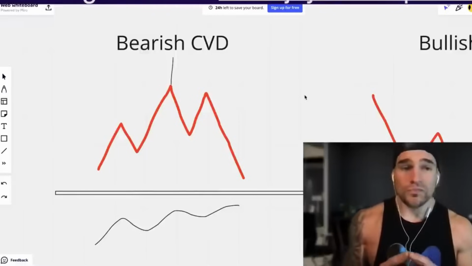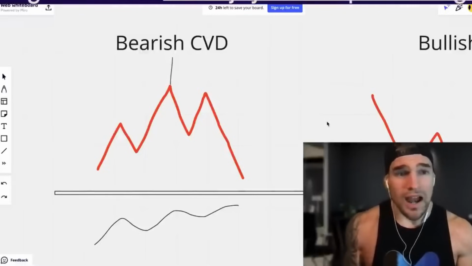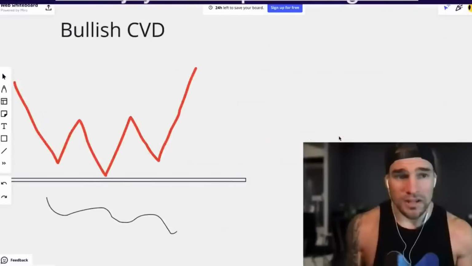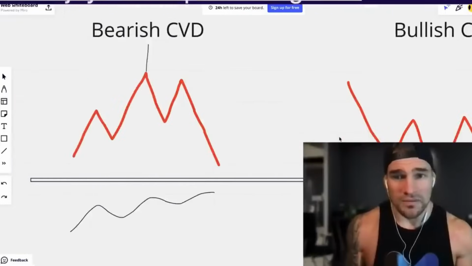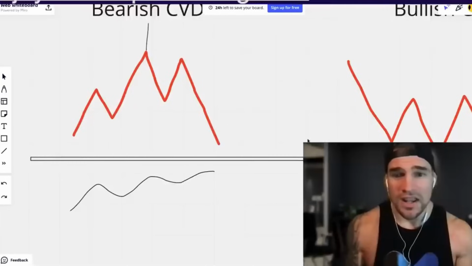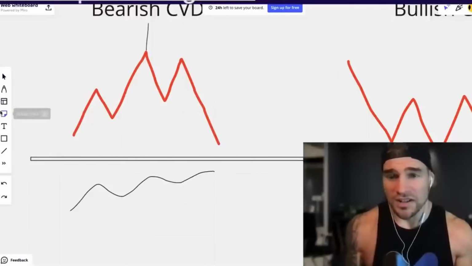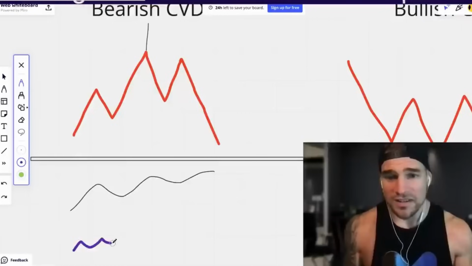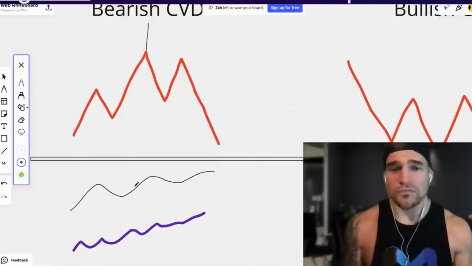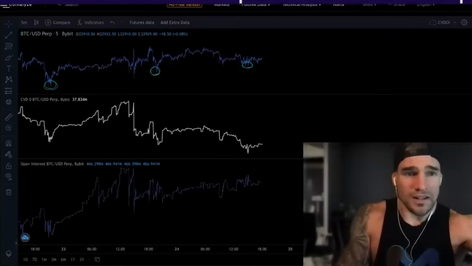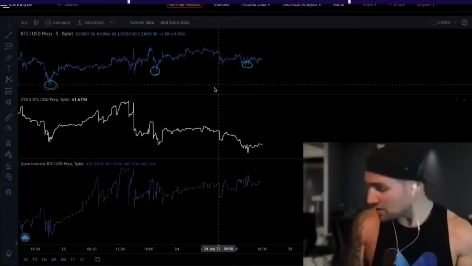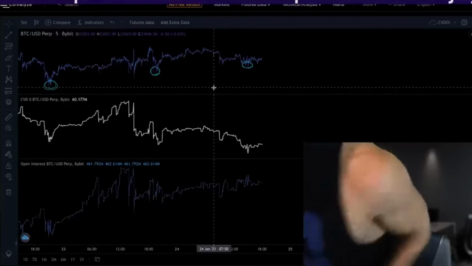Okay, right here on this chart, I have split up bearish CVD and bullish CVD. We're going to start with the bearish CVD. The red line represents the price and the black line represents the cumulative volume delta. And then down here, let's say that this is also the open interest, just like our chart over here on Coinalyze.net, where we have the CVD, the open interest and the price. And give me one second, I have to plug in my computer here.